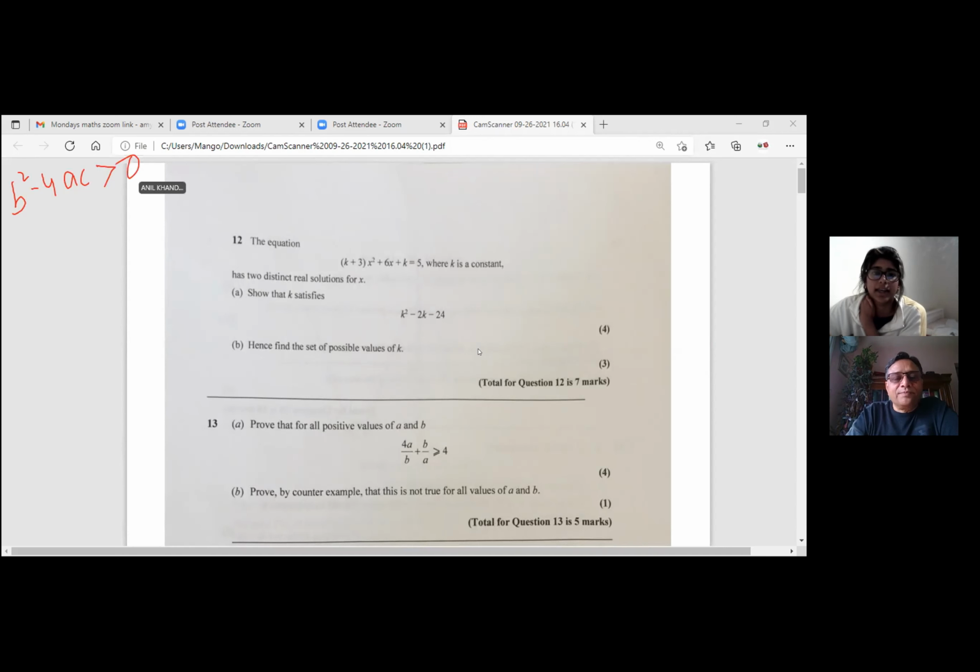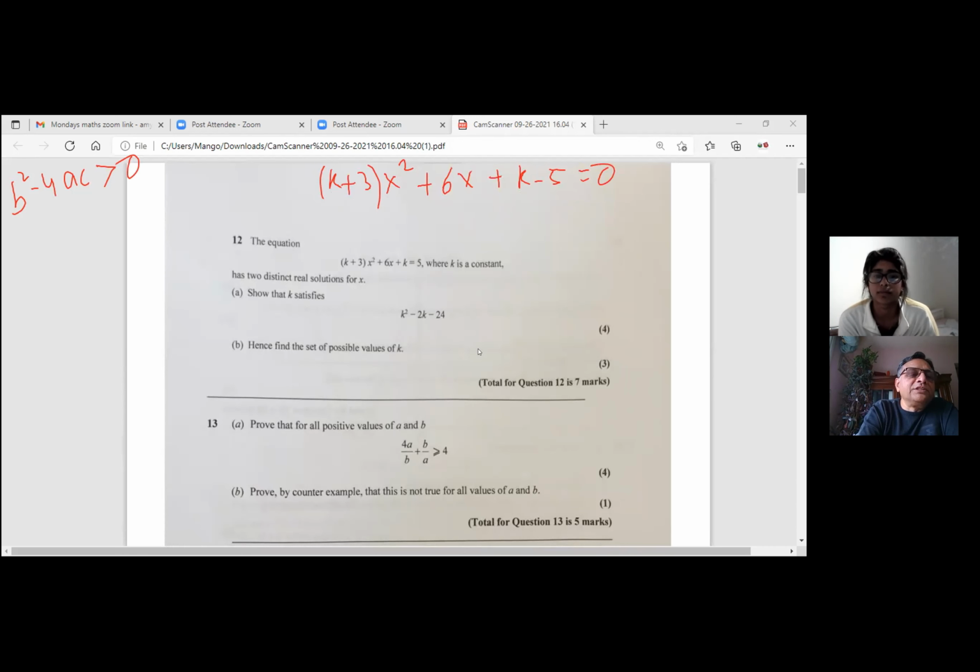Correct. So a would be k plus 3. So b in this particular case is 6, correct? Yeah. But actually, first you rewrite this equation, because 5 will come on the left side. So that could be a mistake which you did, right? Maybe. I'm not sure about it. So (k plus 3)x squared, let me rewrite, plus 6x plus k minus 5 equals 0, correct? Yep. So b is 6 here.